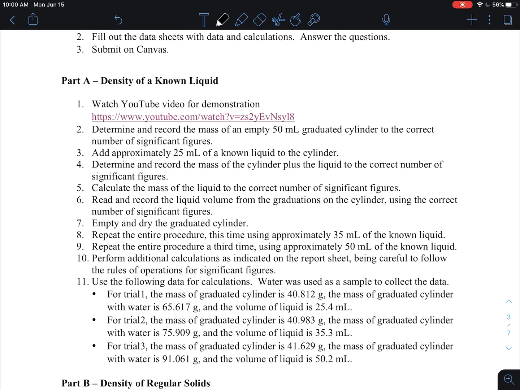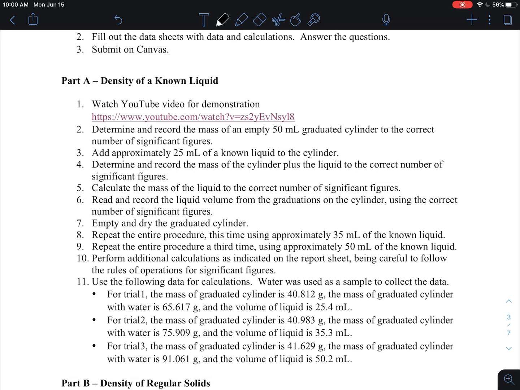So I will walk us through the steps a little bit here. You watch the YouTube video demonstration and it's going to go through all these steps. It'd be a good idea for you to read this before you actually watch the video. So what you would do is you determine and record the mass of an empty graduated cylinder.